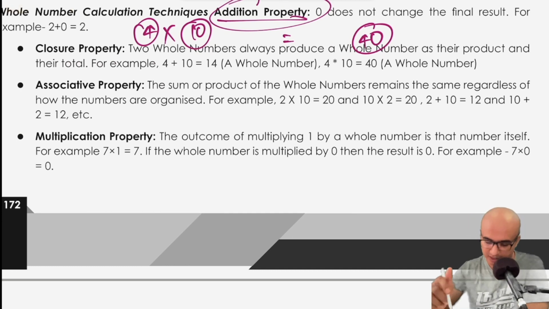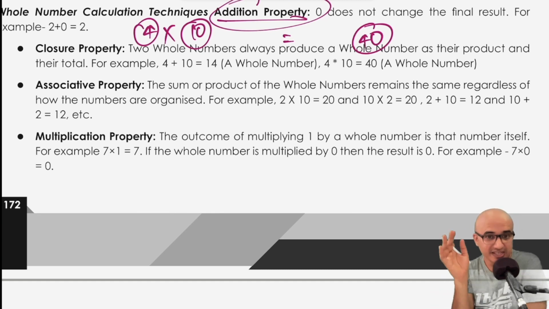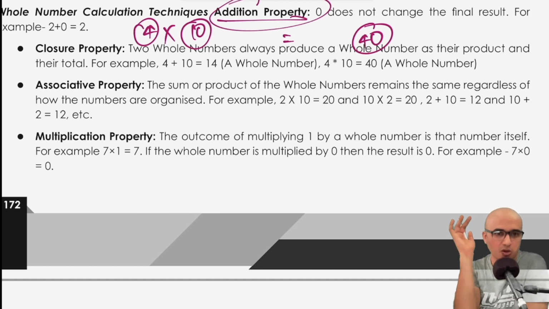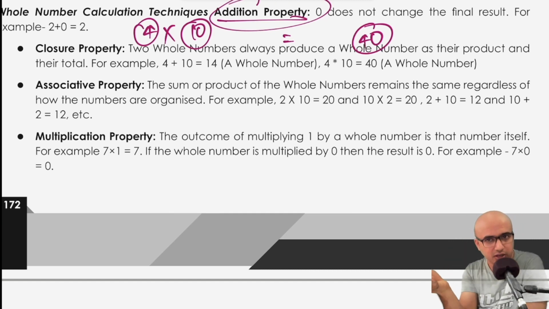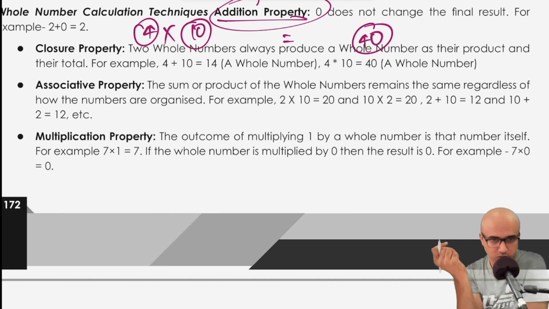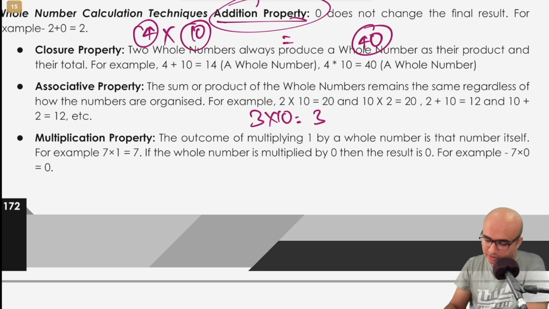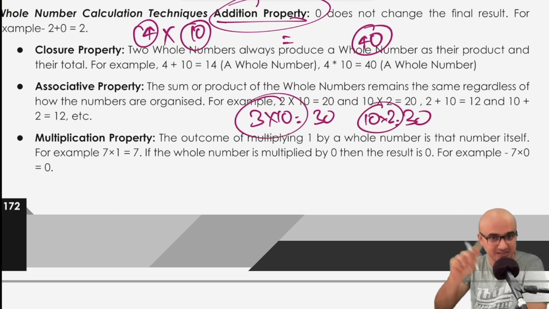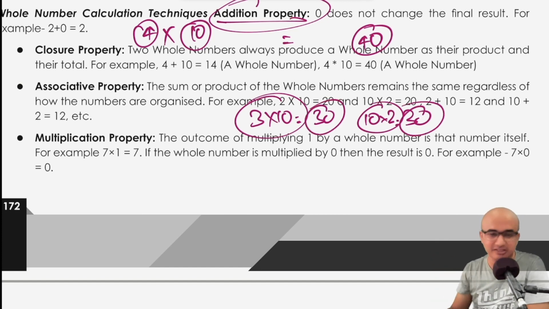Then comes the associative property. In this case, picture this. Multiplication and addition are chill with how you group the numbers, meaning no matter how you group them, for example, whether it is 3 into 10 or 10 into 3, the resulting figure will still be 30, right? Whether it is 3 into 10, which is 30, or 10 into 3, which is also 30. See, the grouping is reversed in this example, but the result is still 30.